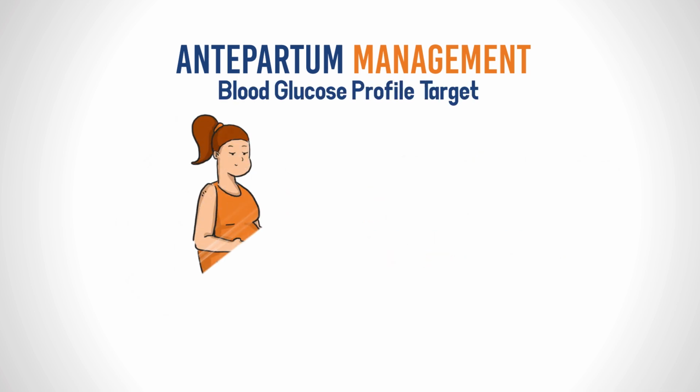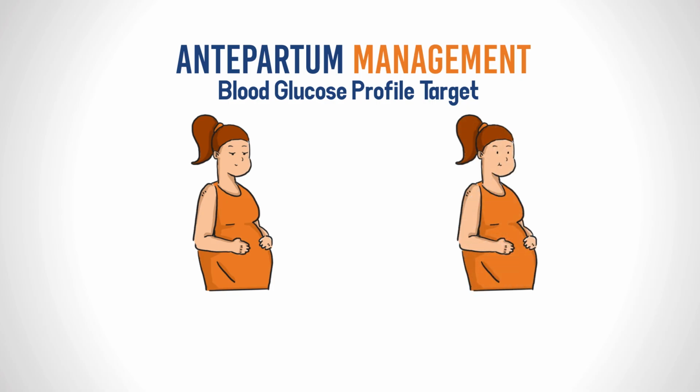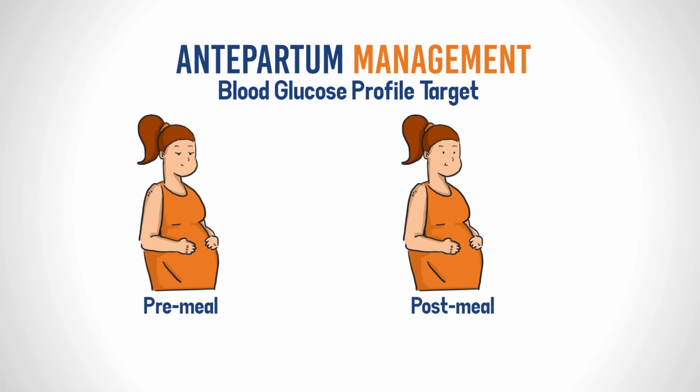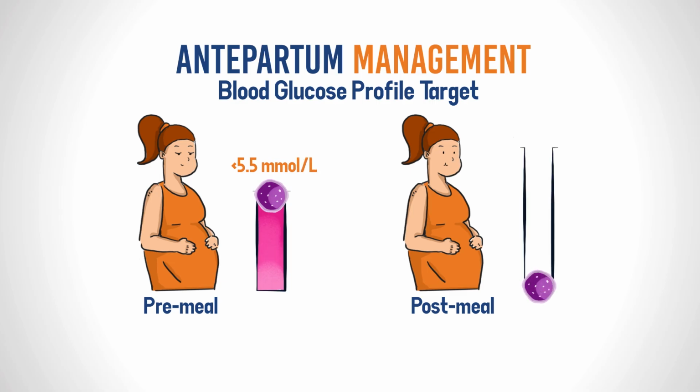Excess maternal glucose is preferentially transferred across the placenta rather than peripherally metabolized. Glycemic control in pregnancy must be tightly controlled to achieve glucose levels of less than 5.5 millimolar per liter pre-meal, less than 6.6 millimolar per liter post-meal.